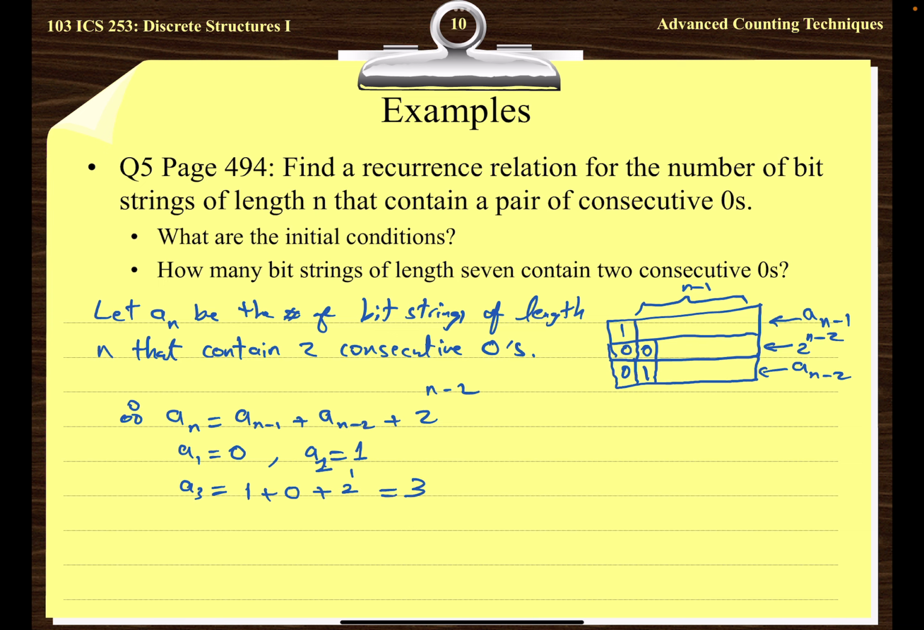Okay, and A4 is A3, which is 3, plus A2, which is 1, plus 2 to the power 2, which is 4. 2 to the power 4 minus 2 is 2. This is equal to 8. And A5 is 8 plus 3 plus 2 cubed, right? This is 19, and you can continue to find A7. Is that clear, guys? Okay.